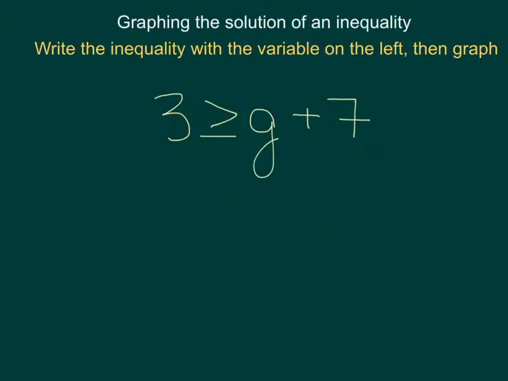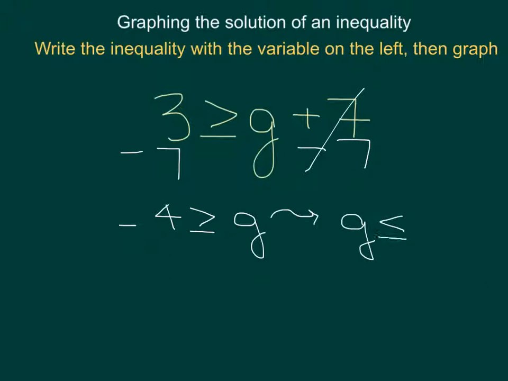So when we are graphing the solution of an inequality, you first want to make it where the variable is on the left. So if we're looking at this example here, 3 is greater than or equal to g plus 7. So let's solve it first. So we subtract 7 from both sides, and we get negative 4 is greater than or equal to g, which is also written as g is less than or equal to negative 4.